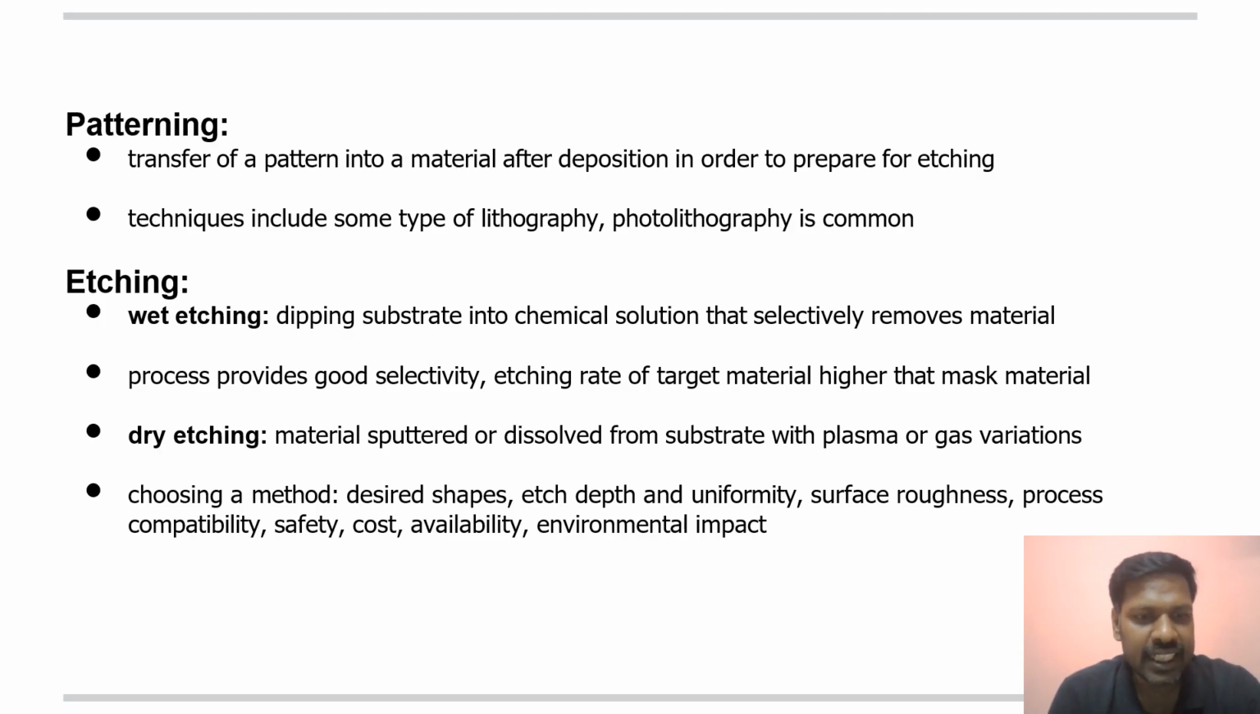Patterning process. Patterning is the process of transferring a design or pattern onto a deposited material. This is usually done using photolithography. Patterning defines the exact shape, location, and main structures before etching. Etching process. Etching removes unwanted material to create structures. There are two types: wet etching and dry etching. The choice of etching method depends on shape, depth, accuracy, safety, and cost.